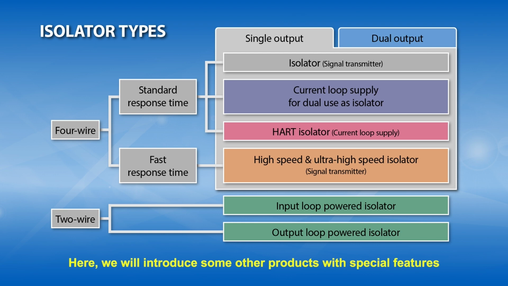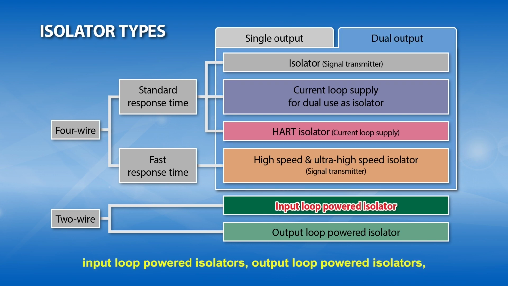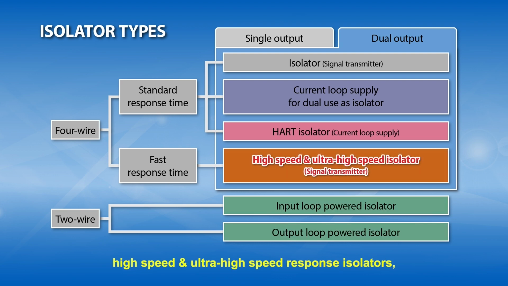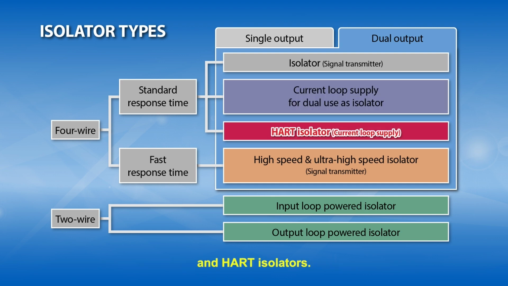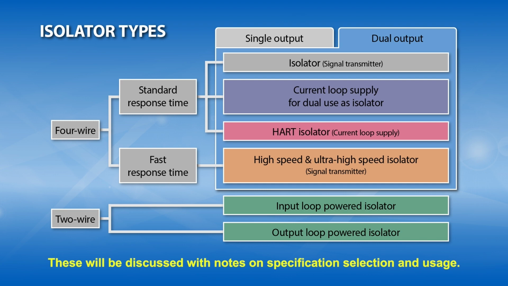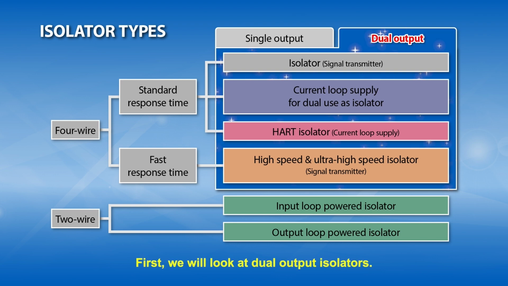Here, we will introduce some other products with special features such as dual output isolators, input loop powered isolators, output loop powered isolators, high-speed and ultra-high-speed response isolators, current loop supplies for dual use as isolators, and HART isolators. These will be discussed with notes on specification selection and usage. First, we will look at dual output isolators.